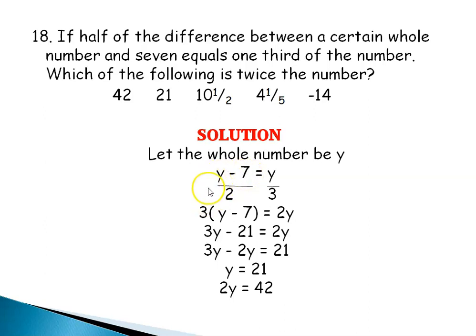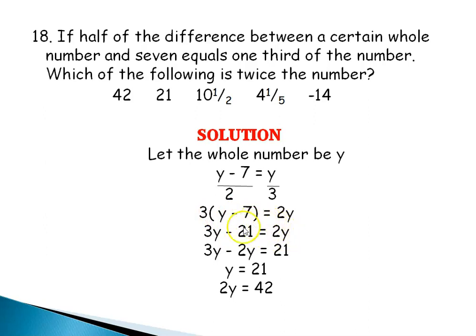Half of that difference, y minus 7 divided by 2, is equal to 1/3 of the number, 1 over 3 times y, which is the same thing as saying y over 3. Alright, now we cross multiply. 3 times y minus 7 is equal to 2 times y. So 3 into bracket y minus 7 is equal to 2y. Open this bracket. 3 times y, 3y. 3 times minus 7, minus 21, is equal to 2y.